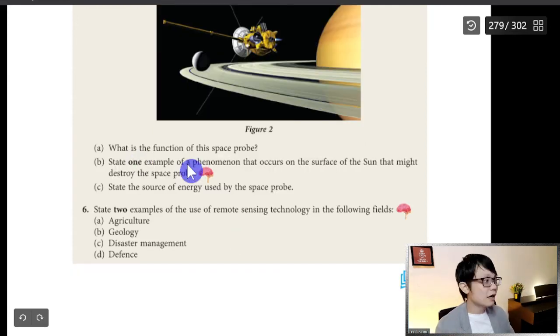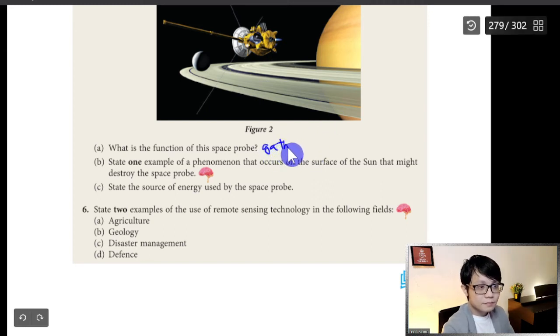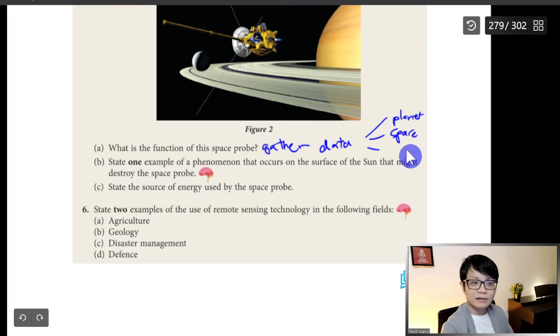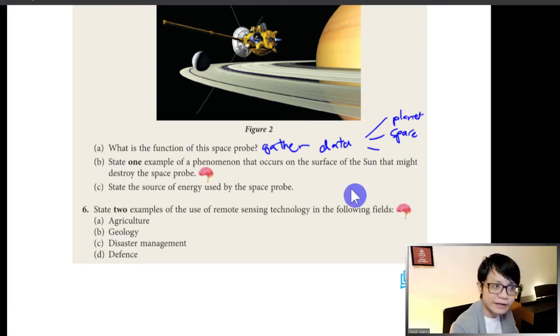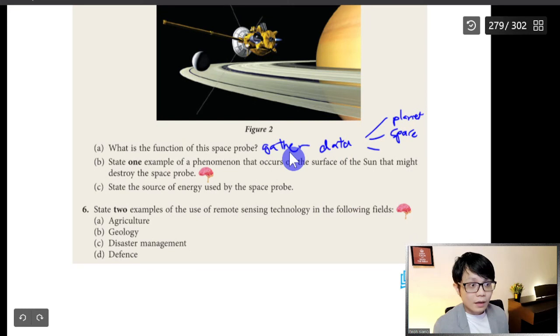Okay, what is the function of the space probe? The function of a space probe is to gather data. Gather data of other planets, about space and so on, or maybe about satellites. Satellites are divided into two: one is the man-made satellite, and the natural satellite, which is the moon. One example of a phenomenon that occurs during the sun that might destroy the space probe is the solar wind.